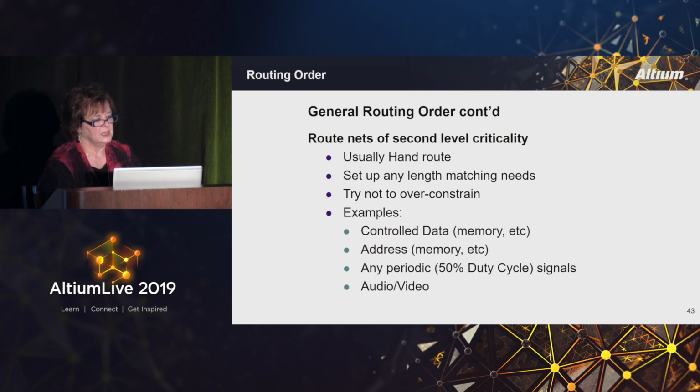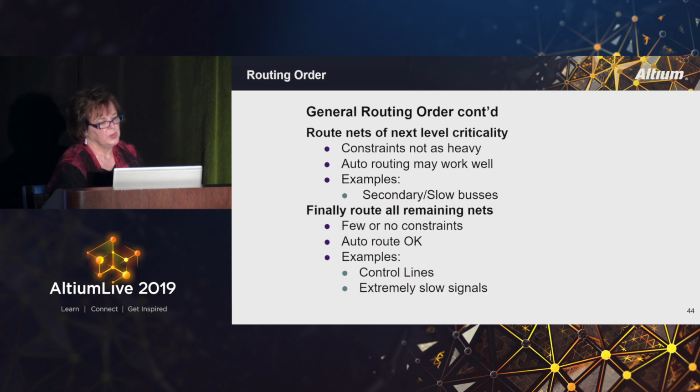Then you would select the next level of criticality, and usually these are done in hand routing, and we set up with length matching needs. Try not to over constrain them because we don't want to find that we don't have room to get them in, but yet we want to take care of all the needs also. And those would be for things like control data like memory, address, anything that's periodic, audio, video, those kinds of things. After that, then we would route the next level of criticality, things that have constraints that are not as heavy. Auto router might work for them, might not.